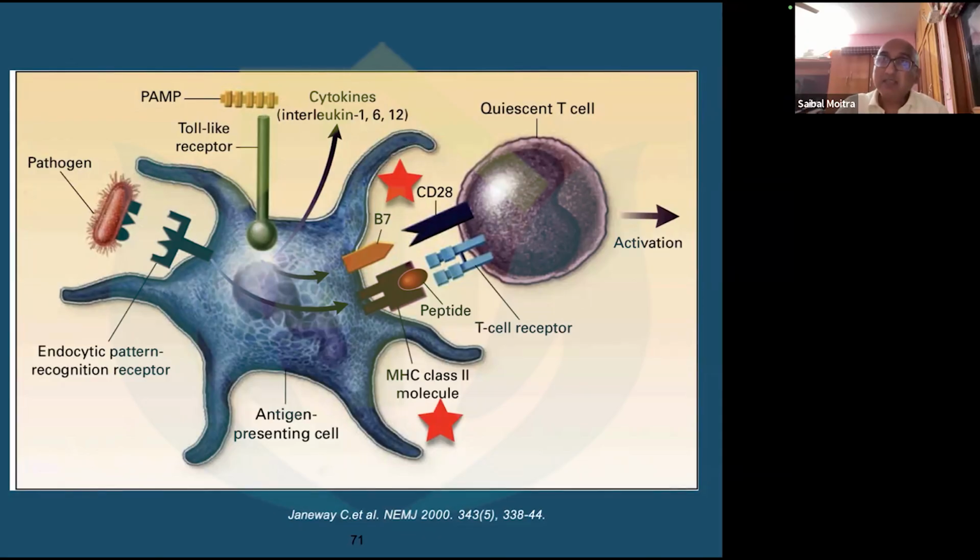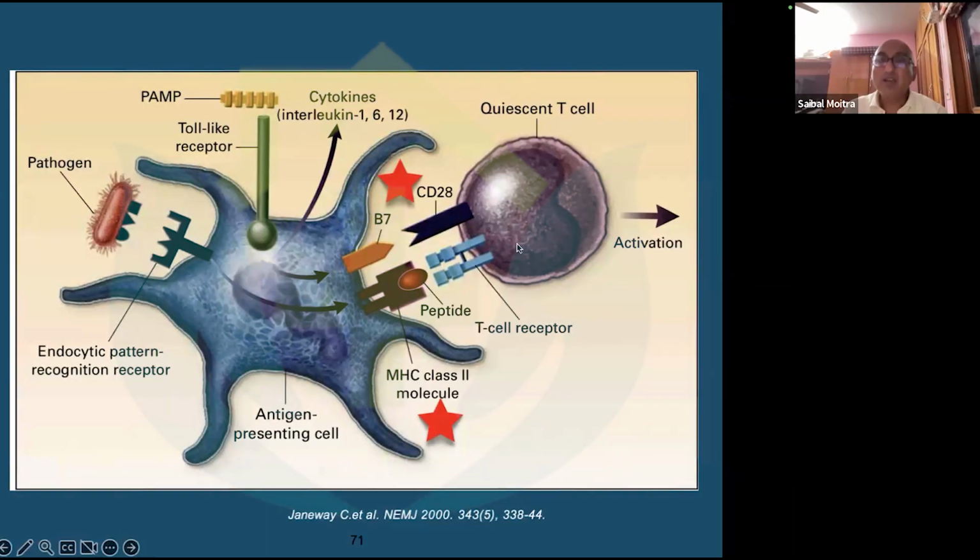Now, this antigen presenting cell goes from the area where there is inflammation to the draining regional lymph node, and it activates the quiescent naive T cell over there. So now comes the role of the activation of the adaptive immune system. So here, this is the naive T cell.